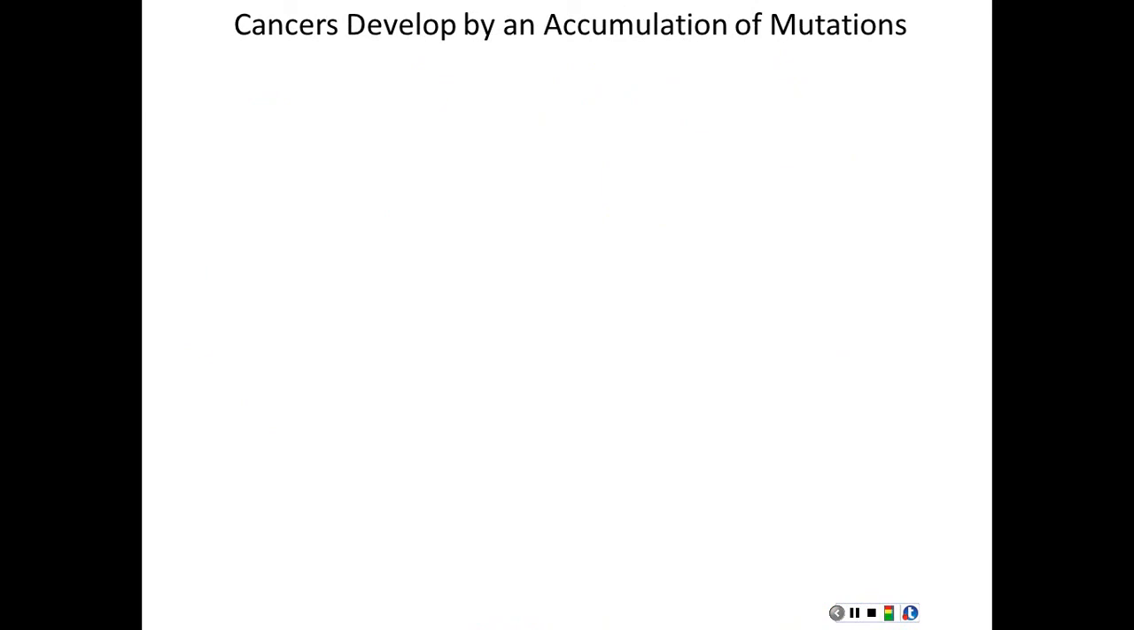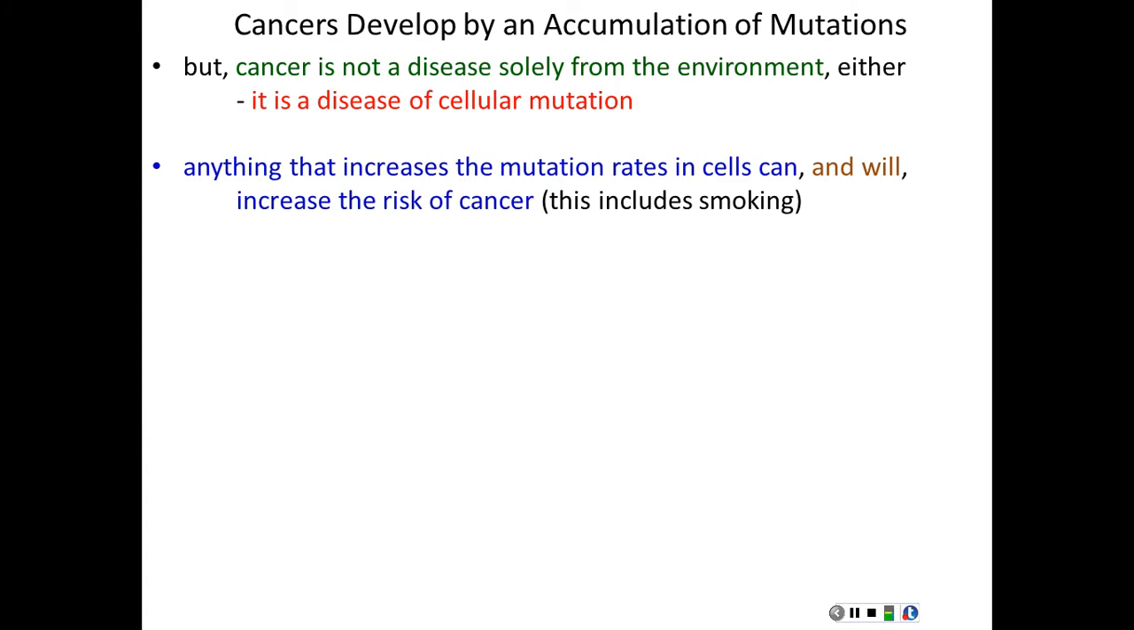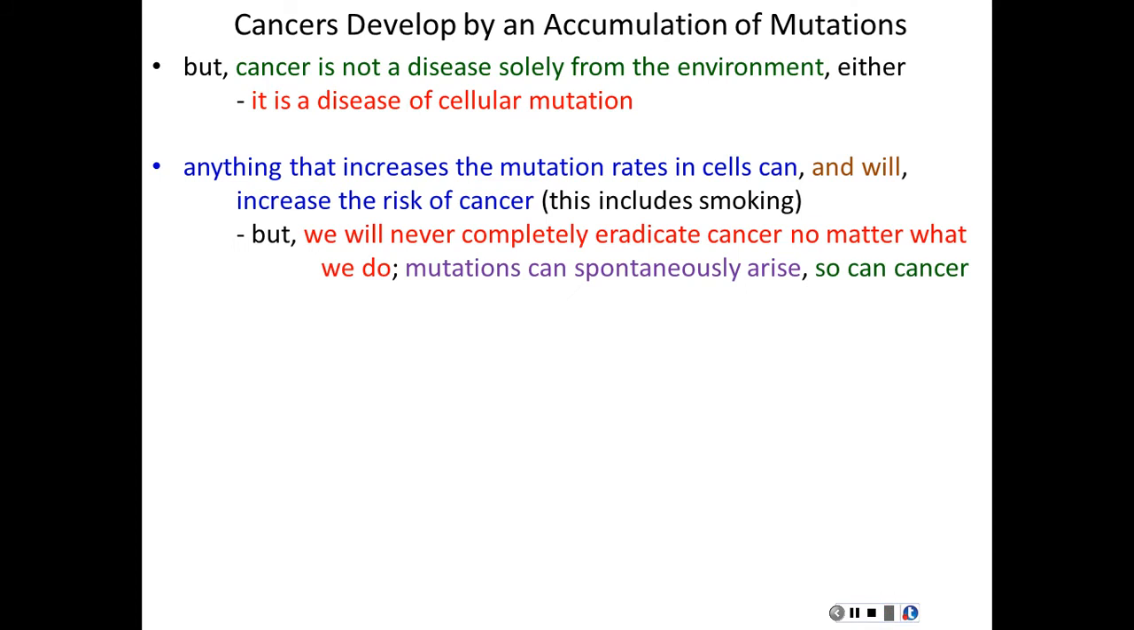So let's talk about how cancer forms genetically then. That's the environmental impact or effects on cancer, but how is cancer developing genetically at the DNA level? I said it already, but it's important to point out that cancer is not a disease solely of the environment. It is a nature-nurture disease. It's a disease of cellular mutation in the end, and mutations are changes in the DNA. Anything that increases the mutation rate in a cell can and does increase the overall risk of cancer, and this includes smoking. We will never completely eradicate cancer, even if we did outlaw cigarettes and everything else that we can think of, because we know that mutations occur spontaneously.